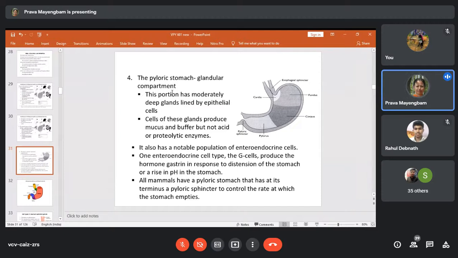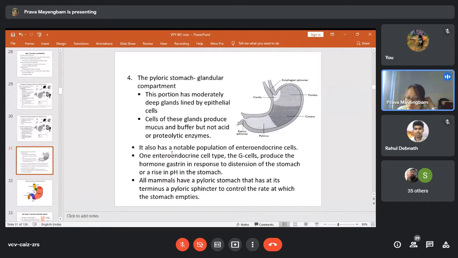The pyloric portion has moderately deep glands lined by epithelial cells. The cells of these glands produce mucus and buffer, but there is no acid secretion and no proteolytic enzymes. That means in this portion of the stomach there will be no acid secretion and no proteolytic enzyme secretion, but there is secretion of mucus and buffers.